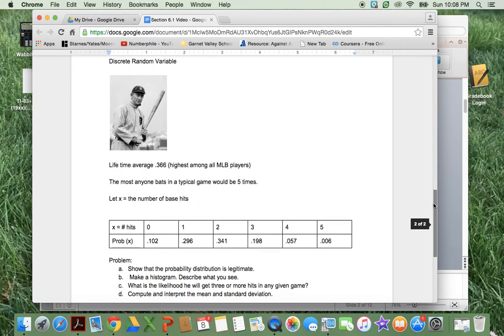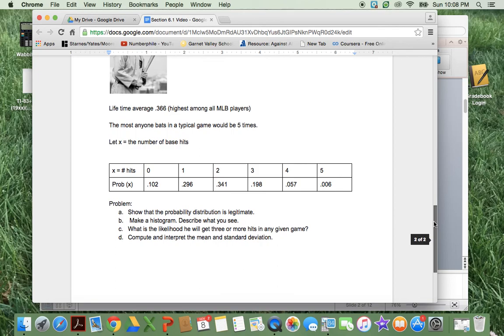We're going to use Ty Cobb's lifetime average of .366, which is the highest in Major League Baseball. And we're going to talk about a typical game if you bat 5 times. We're going to let X be the number of base hits. These are the probabilities for getting 0, 1, 2, 3, 4, 5 hits. What we want to know is, is this a legitimate probability distribution?